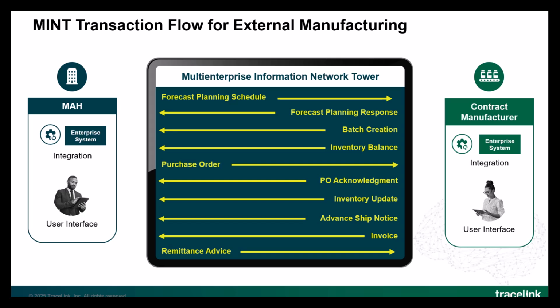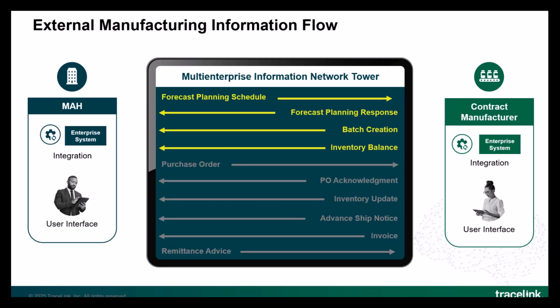From the forecast being accurate and agreed upon, down to timely procure to pay, visibility with the CMO ensures that MEH knows that what is ordered will be available and delivered on time. Then the CMO can plan better for their procurement activities, production schedule, and order-to-cash cycles. In external manufacturing information flow, we can reference forecast planning schedule, forecast planning response, batch creation, and inventory report.